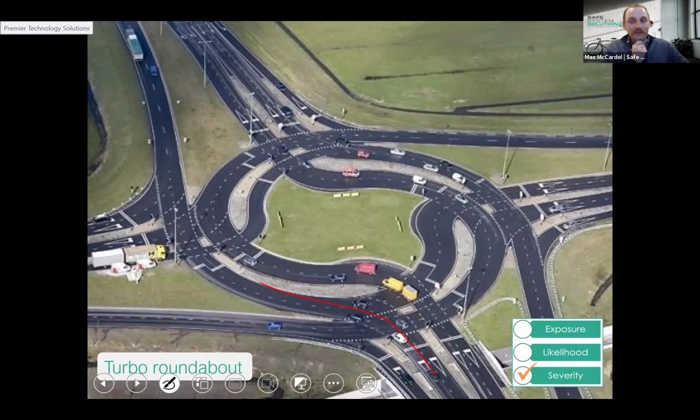Loretta, any questions on these roundabouts? I appreciate I'm going through this pretty quickly, and it might be a confusing topic. No questions so far.